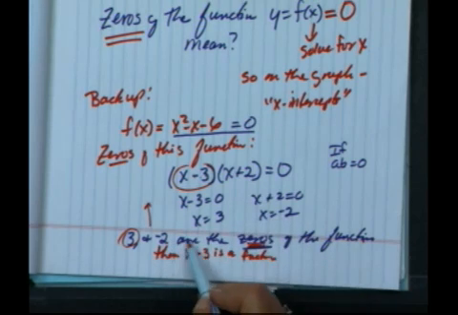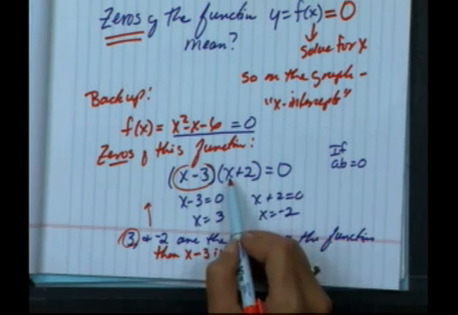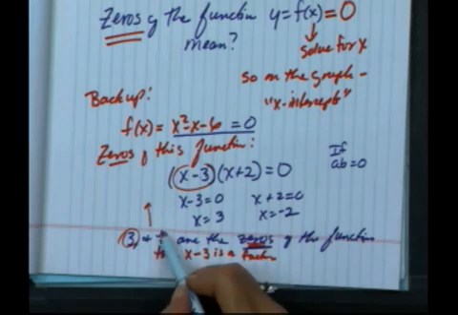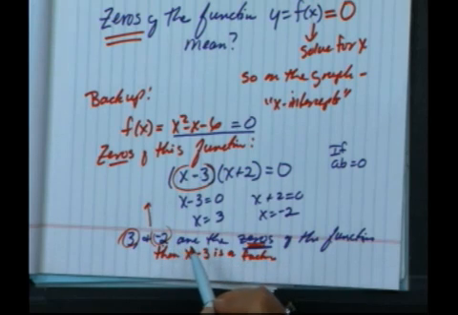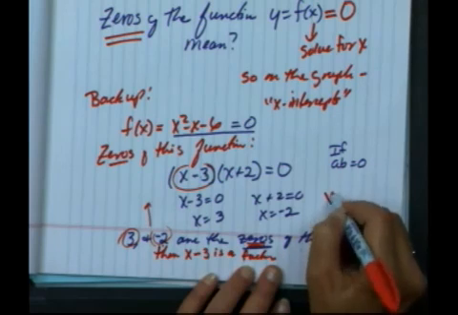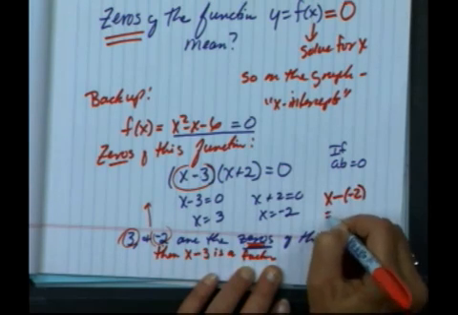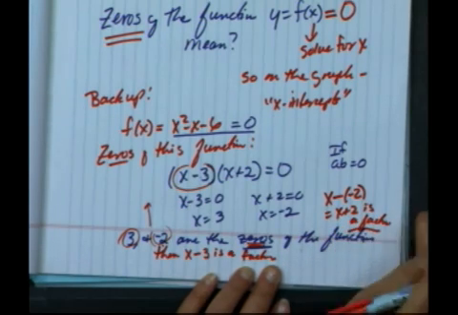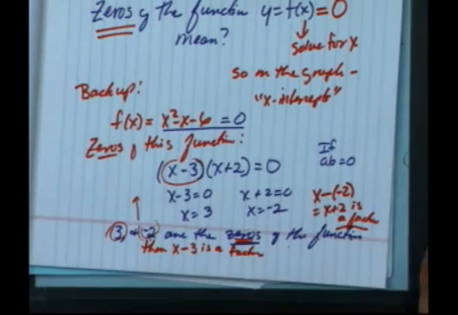Notice that negative 2 is a 0. x minus that negative 2, x minus a negative 2, which is equal to x plus 2, is a factor. Okay, so where are we headed with this? Given a polynomial function, if we know the zeros, then we know how to write the factors. Or if we're given the factors, we can identify the zeros.